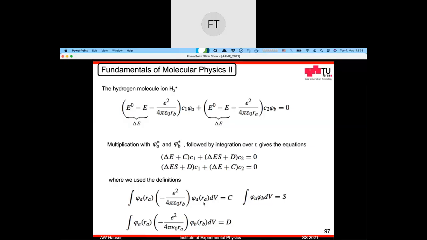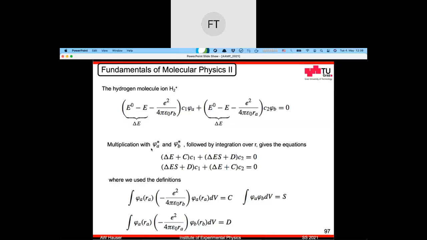Okay, so this is a fundamental difference, and it stems from our idea that we have phi A and phi B as parts in our construction of the actual new electronic wave function for this molecular geometry, where we have the two protons and one electron.